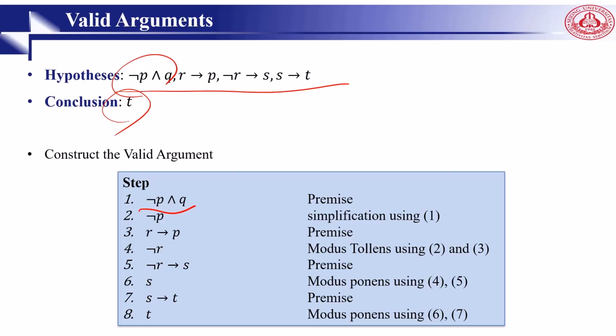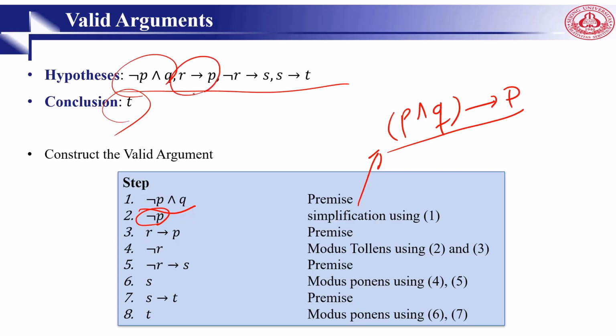Using simplification, do you remember simplification? Simplification says from P and Q, you can just come up with P. So from not P and Q, we simply go for not P based on these statements. R and P is this one, we start from this one. Based on MT, what was MT? MT says not Q and P implies Q, we can conclude not P, right? Based on this rule, we can think about this one.